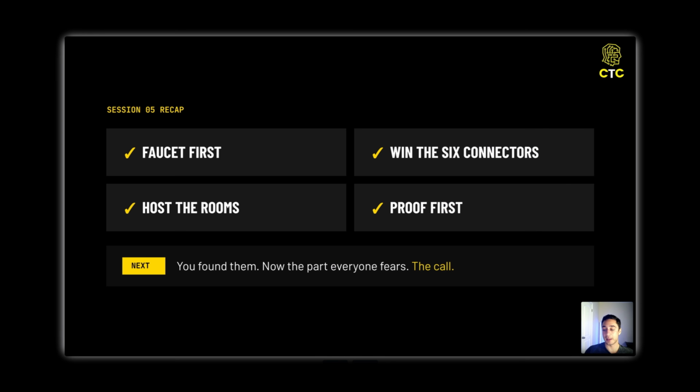So let's recap everything. We talked about the faucet versus the river, outbound, inbound, faucet first. We talked about the 6 connectors inside our area: the lawyers, the coach, the Chamber of Commerce president, the accountant, all those guys. We then talked about hosting the events ourselves, as well as connecting to the people that can set them up. We talked about having proof first.